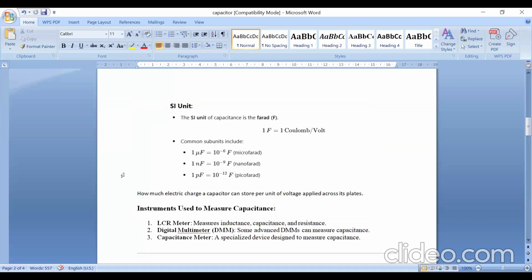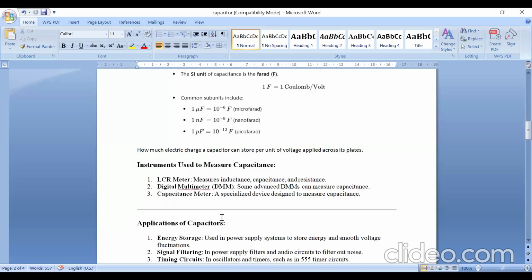Now, capacitance can be measured using an LCR meter, a digital multimeter, or a capacitance meter. The LCR meter measures inductance, capacitance, as well as resistance, so we can measure all three. Some advanced digital multimeters can measure capacitance; otherwise, digital multimeters measure resistance only. And there is one specialized device designed to measure capacitance, called a capacitance meter.